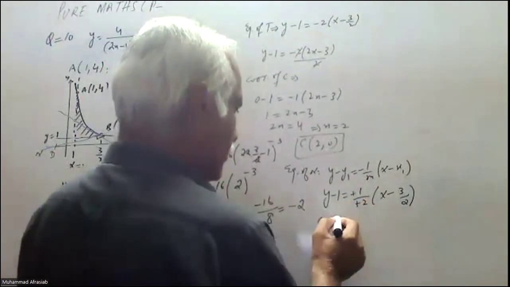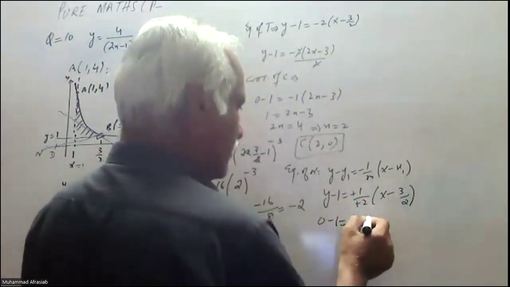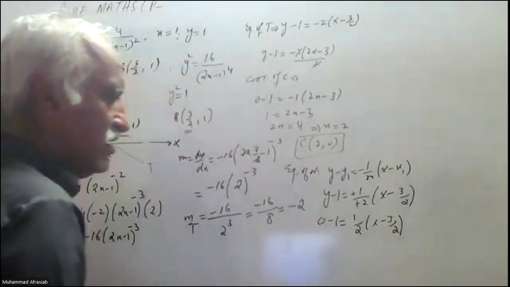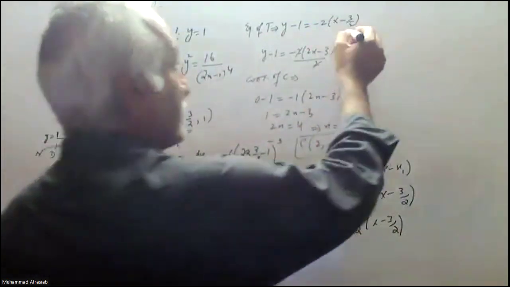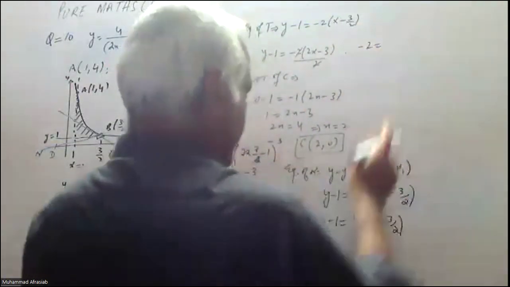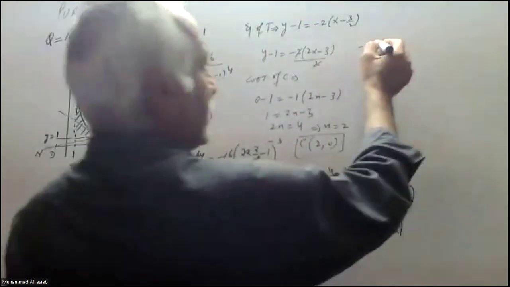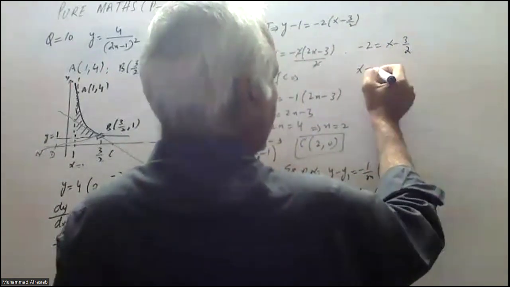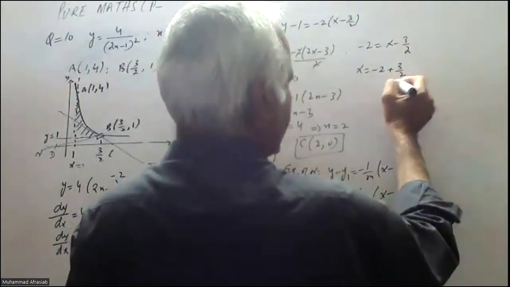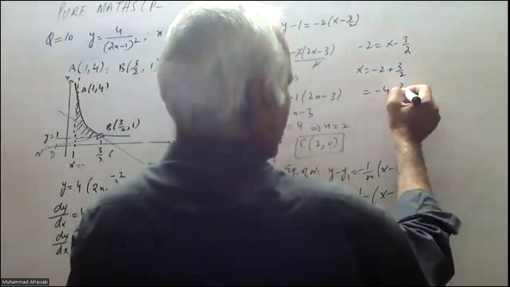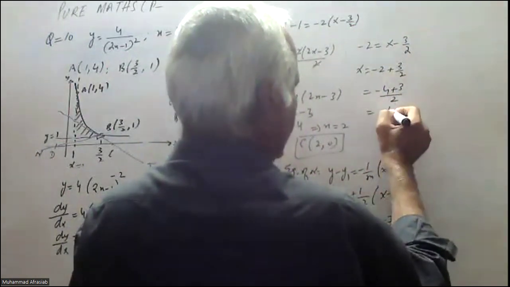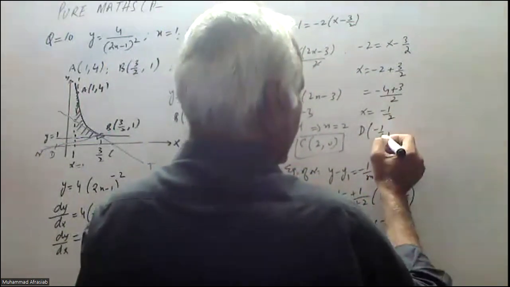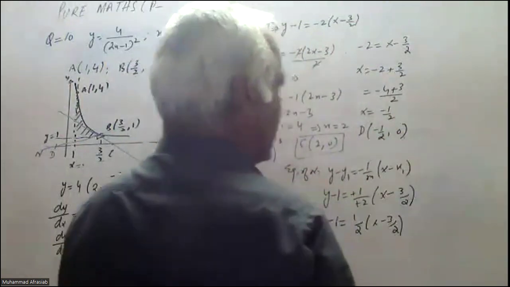So this minus and minus positive. So y coordinate is 0 minus 1 is equal to 1 over 2 into x minus 3 over 2. This 2 is going to be cross multiplied. So minus 2 is equal to x minus 3 by 2. x is equal to minus 2 plus 3 over 2. That is minus 4 plus 3 over 2. That is equal to minus 1 over 2. So the coordinates of D there is minus 1 over 2 and 0.